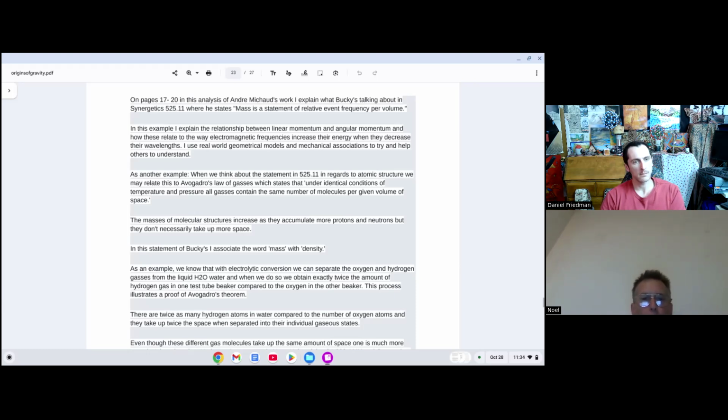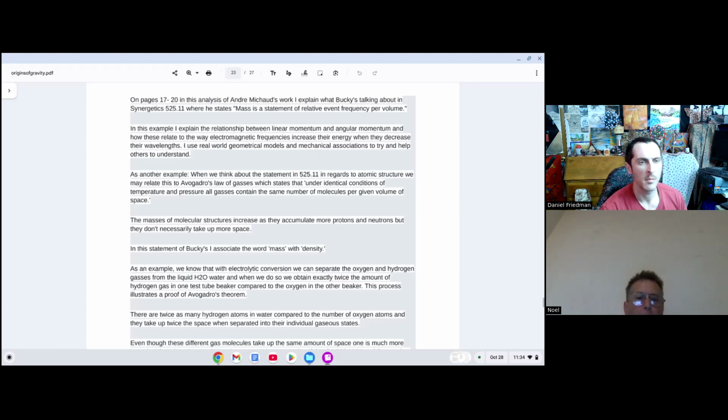So I use real-world geometrical models and mechanical associations to try and help others to understand. As another example, when we think about the statement in 525.11, mass is a statement of relative event frequency per volume. In regards to atomic structure, we may relate this to Avogadro's law of gases, which states that under identical conditions of temperature and pressure, all gases contain the same number of molecules per given volume of space.